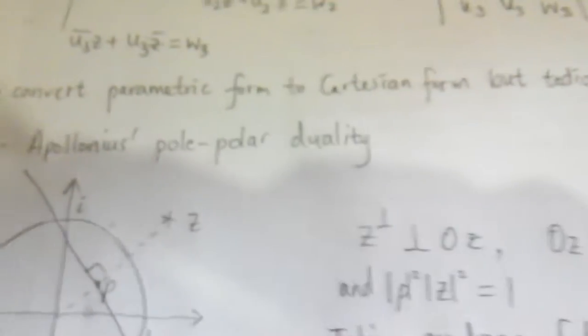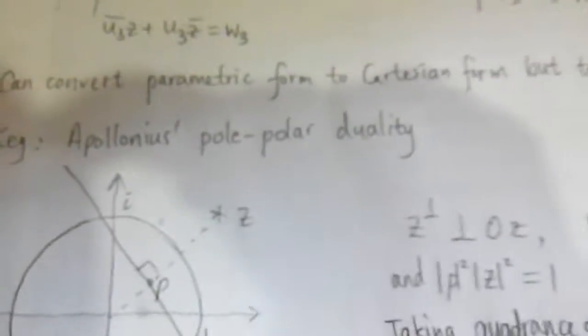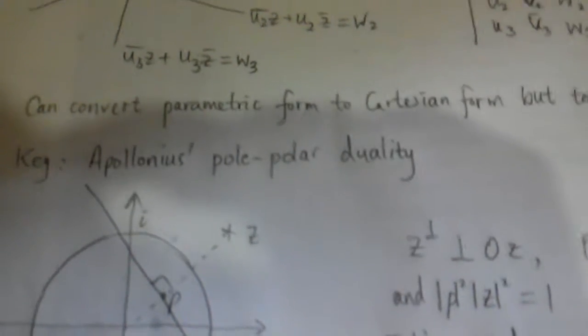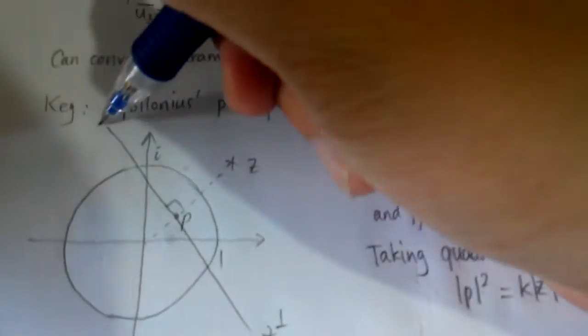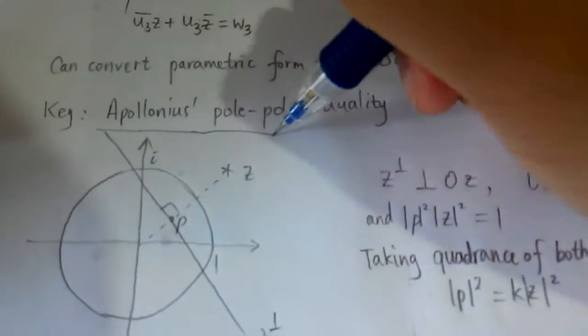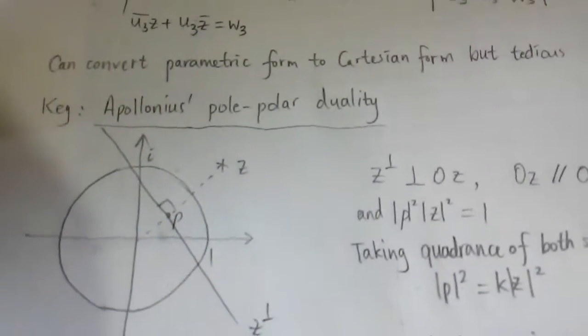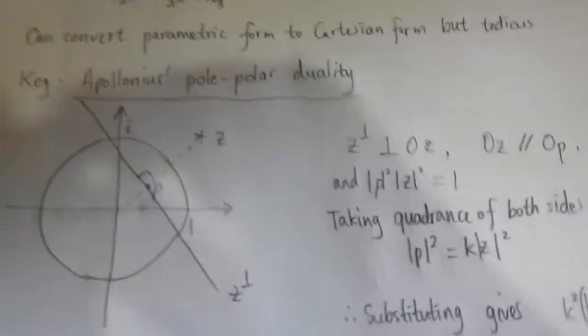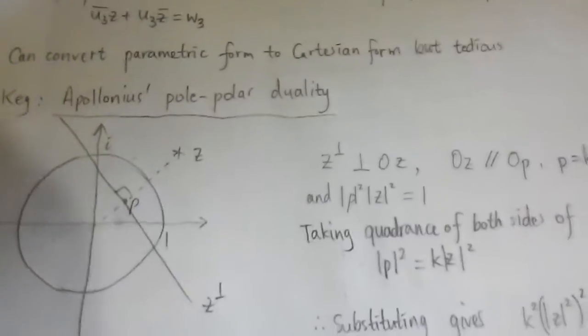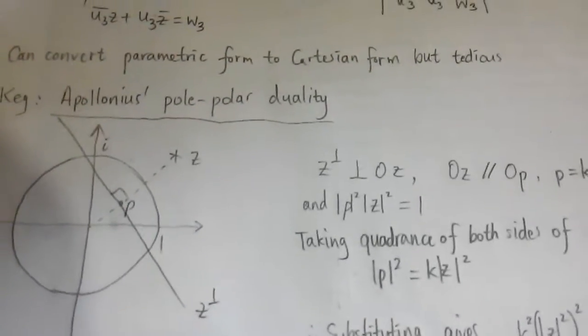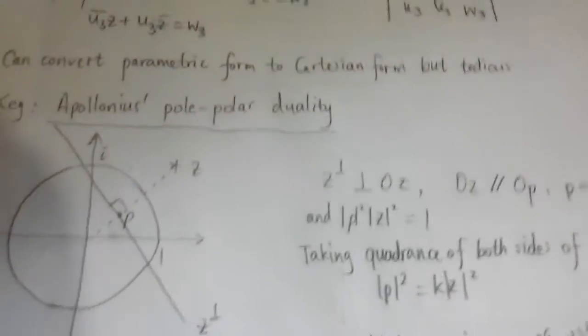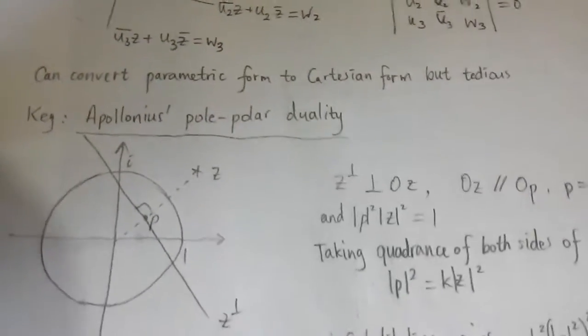If I want to use these results, I can in fact convert the parametric form of the equations to Cartesian form, but this is very tedious. So I'm going to bring in a new concept called Apollonius polar duality, where I am making something different. I'm converting the concurrency of lines into the collinearity of points. In order to do that, I have to make one point correspond to a line.